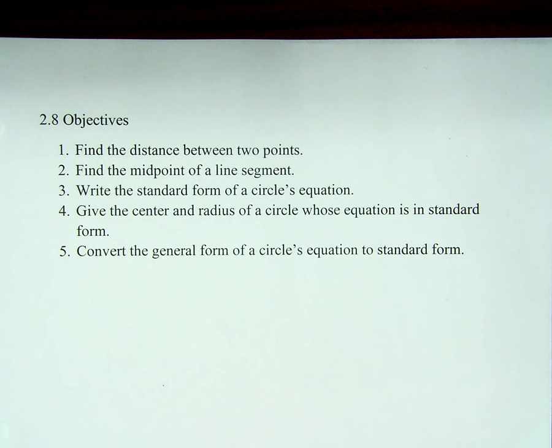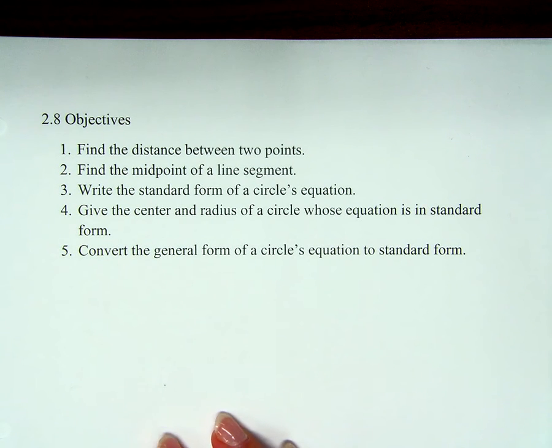Our objectives for this chapter, except it's just a section. The section is called Distance and Midpoint Formulas and also Circles. Our objectives are to find the distance between 2 points, find a midpoint of a line segment, write a standard form of a circle's equation, give the center and radius of a circle whose equation is in standard form, and convert the general form of a circle's equation to standard form. Okay? So, you ready? All right.